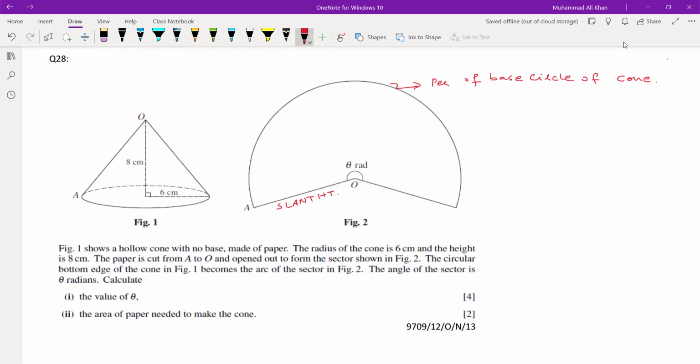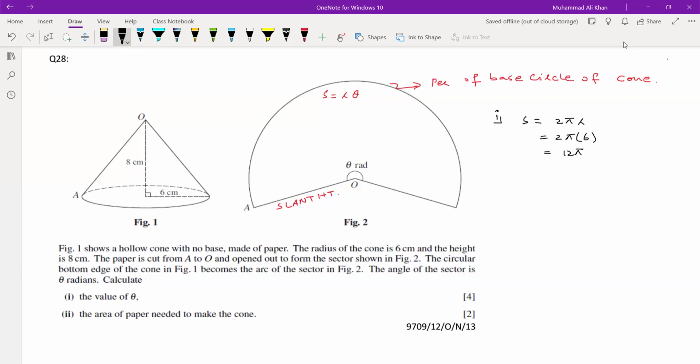Now see what is asked. We have to calculate theta. For theta, how to calculate theta? We have a formula. S equals r theta. If we have S and we have r, we'll calculate theta. Now, how to calculate S? S is basically the circumference of the circle. It is 2 pi r, and the radius is 6, which is equal to 12 pi.